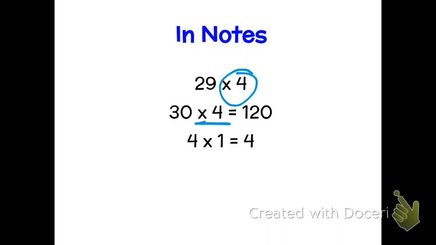When you hear me say words like one group of, that's usually your sign that I'm talking about multiplication. So 4 times 1, which gives me 4. So I have to remember that in the end, I have to subtract out 4. So 120 minus 4 gives me that final answer of 116.